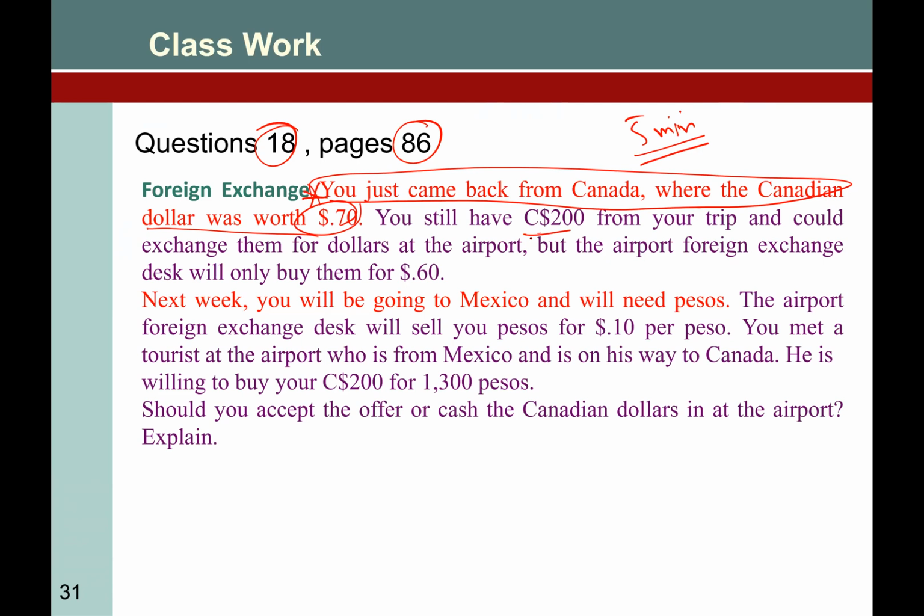You still have 200 Canadian dollars, right? And you can exchange them. Can you develop its ratio? So this is dollar over Canadian dollar. It means 1 Canadian dollar is equal to 0.60. The price of 1 Canadian dollar is 0.60 dollar.